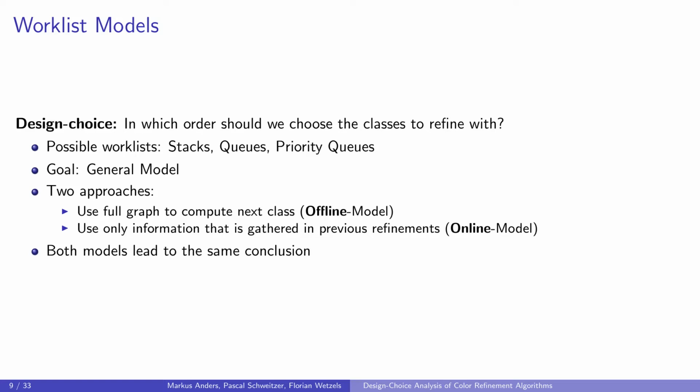First, in an offline model, we consider algorithms that compute the sequence of color refinements beforehand based on the given graph. In an online model, we consider algorithms that only use the information gathered in previous refinements to determine the next pair. Interestingly, both models come to the same conclusion that there is no asymptotically optimal algorithm.